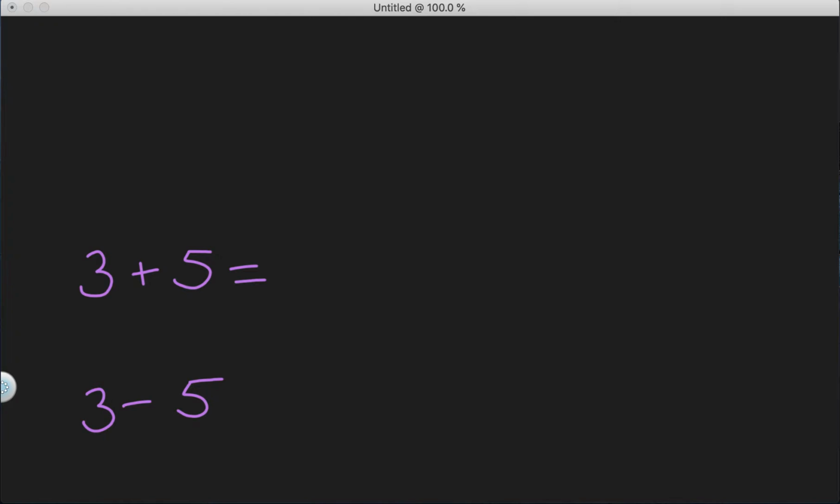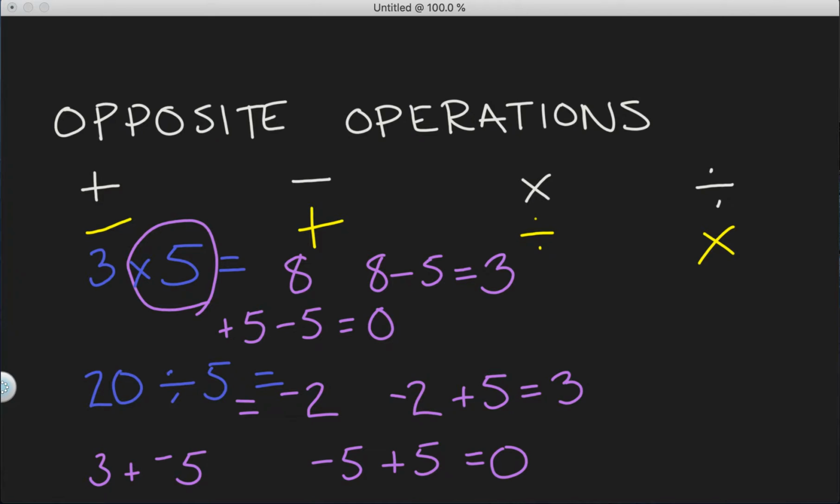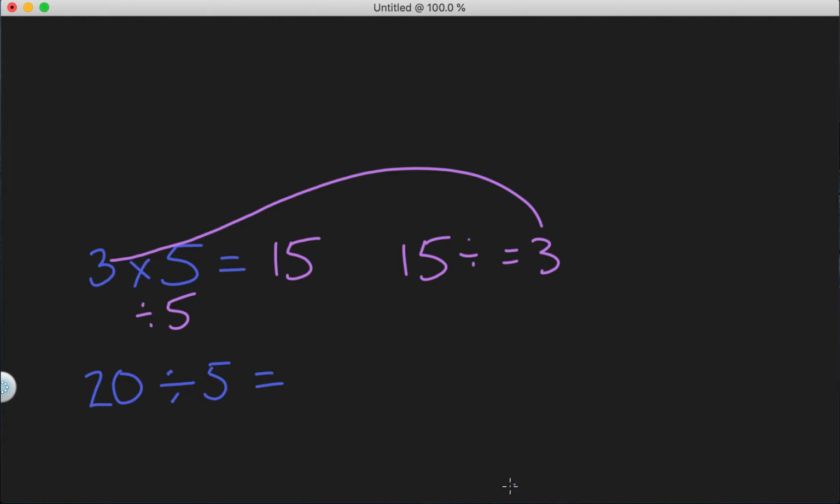Next example. Let's just look at this. So we've got 3 times 5. Now, 3 times 5 is 15. If we start with that 15, the opposite of times 5 would be divide by 5. And that brings us back to my original of 3.